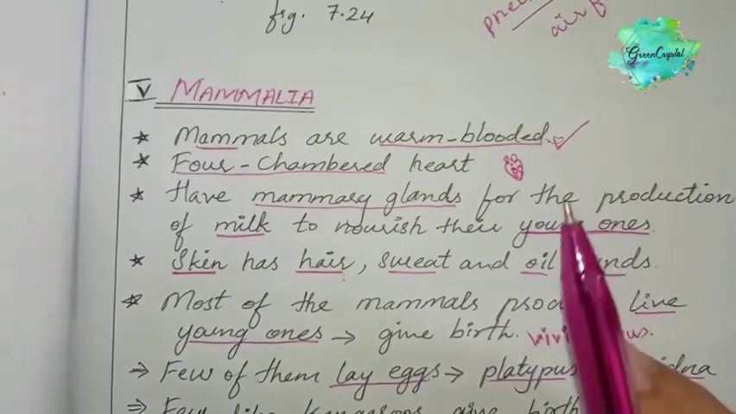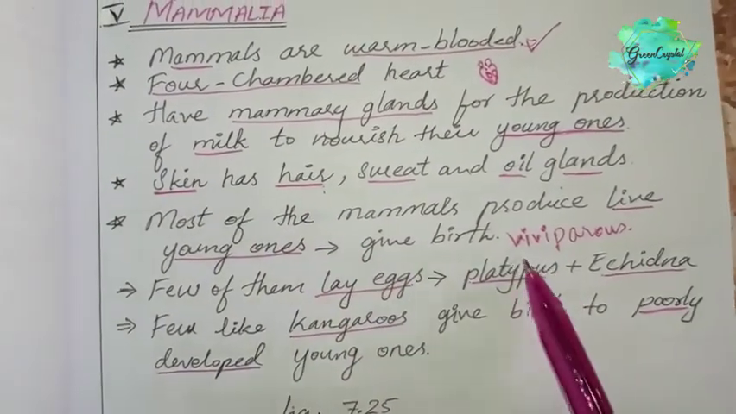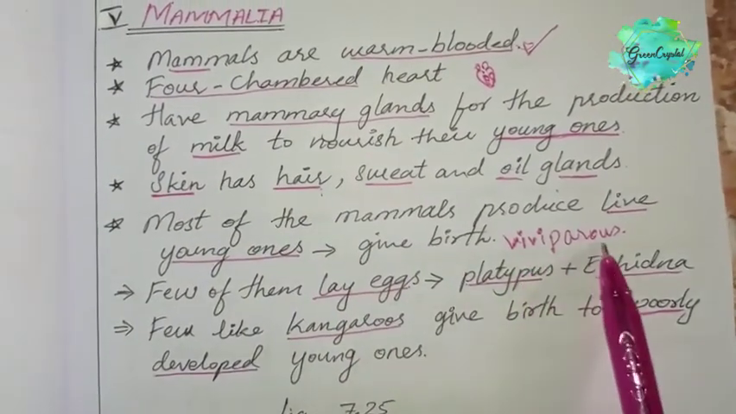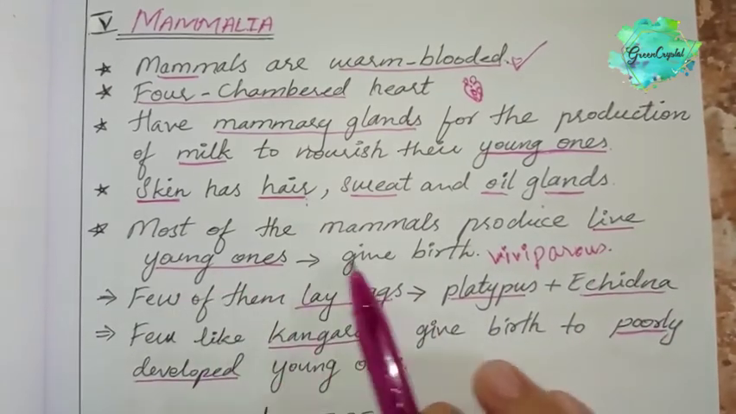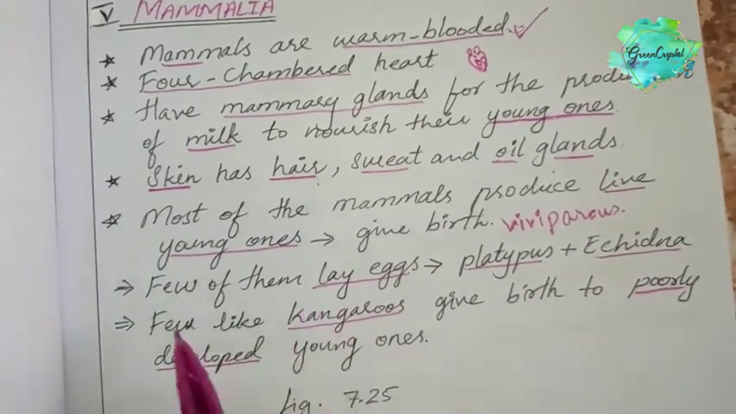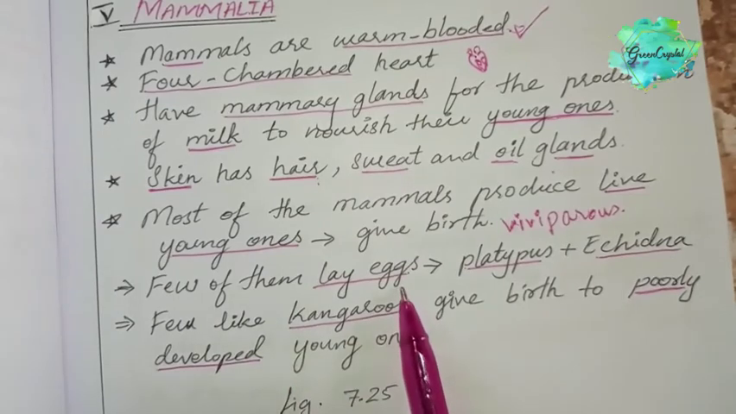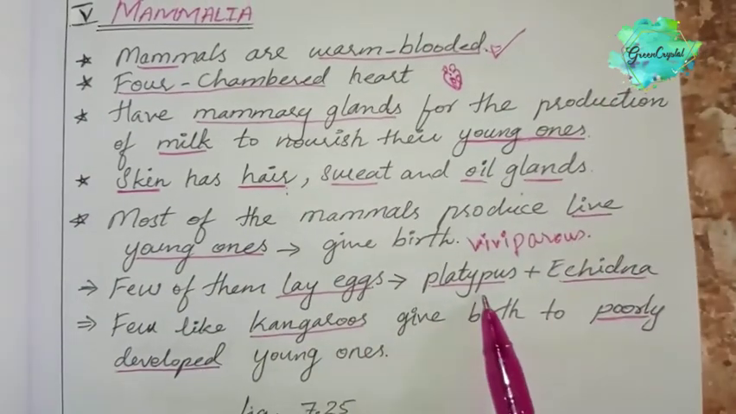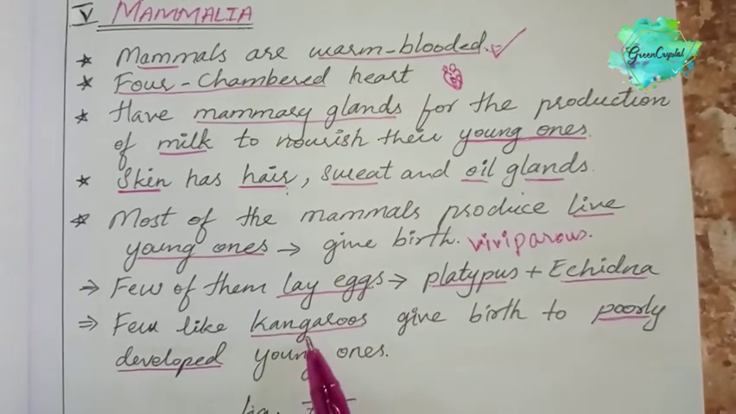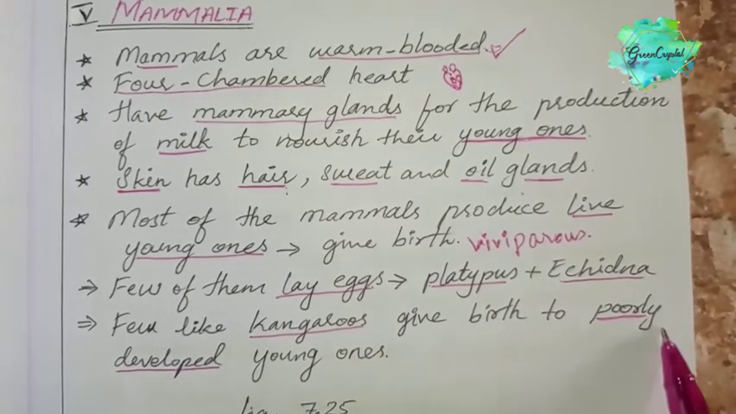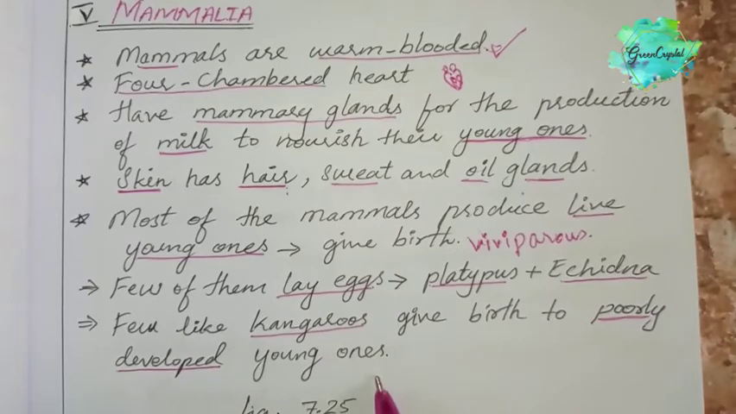Laying eggs means what? Oviparous, right? Laying eggs is oviparous, and giving birth to young ones is called viviparous. Most of them produce live young ones, and a few of them lay eggs also, for example the platypus and echidna, and a few, like kangaroos, give birth to poorly developed young ones.